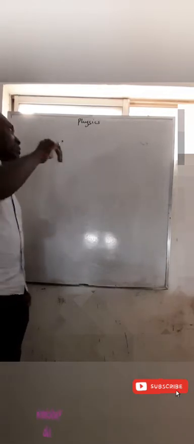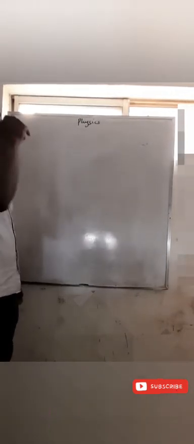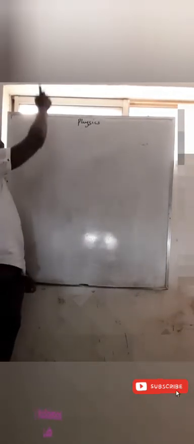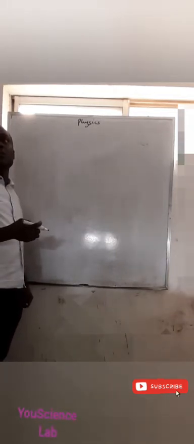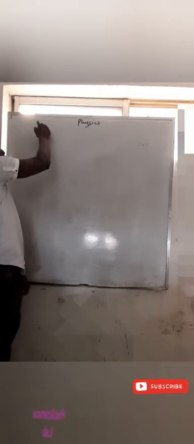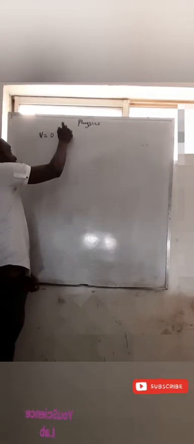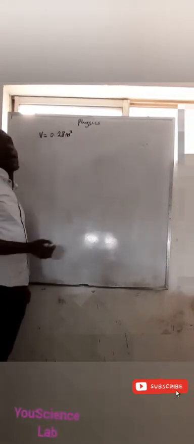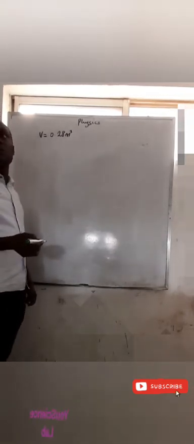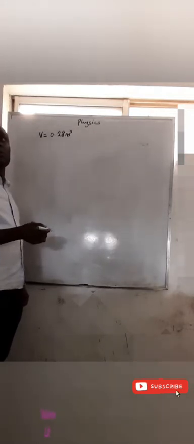Write the parameters from the beginning. So what are the parameters? Let someone read the question. The bus has a volume of... So the volume of the bus, I'll use V for the volume of the bus, equals what? 0.28 meters cubed. And 70% filled with iron filing at 25 degrees C.